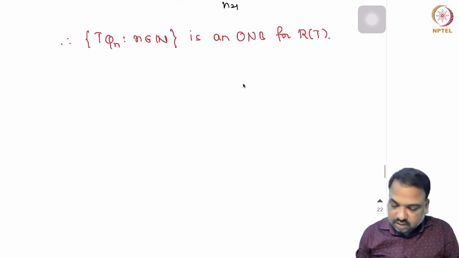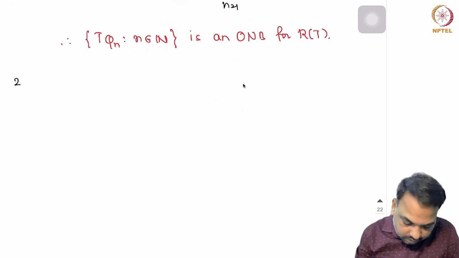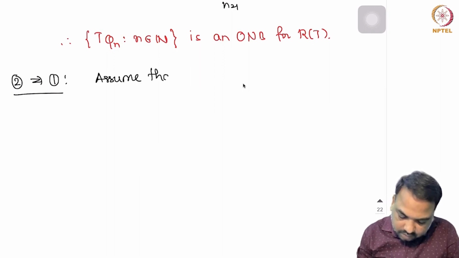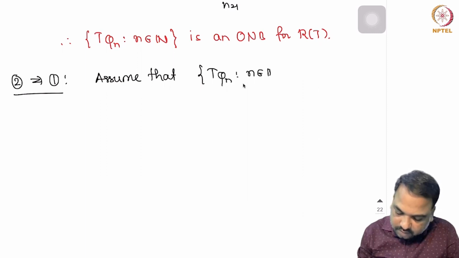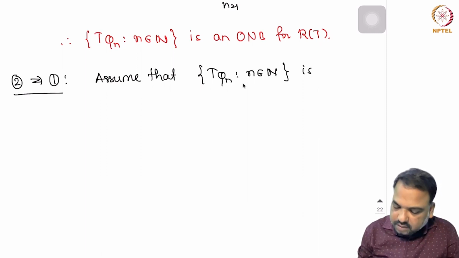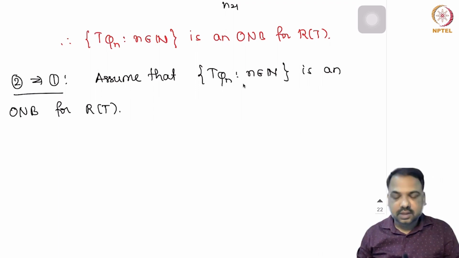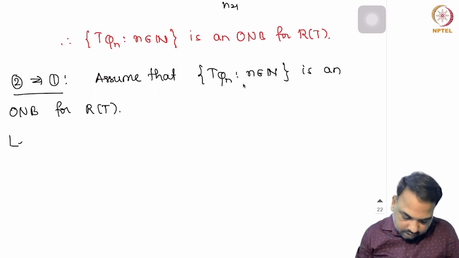So let us look at the other proof. 2 implies 1. So assume that T phi n is an orthonormal basis for the range of the operator. We want to show that T is an isometry. So let us take x in H.